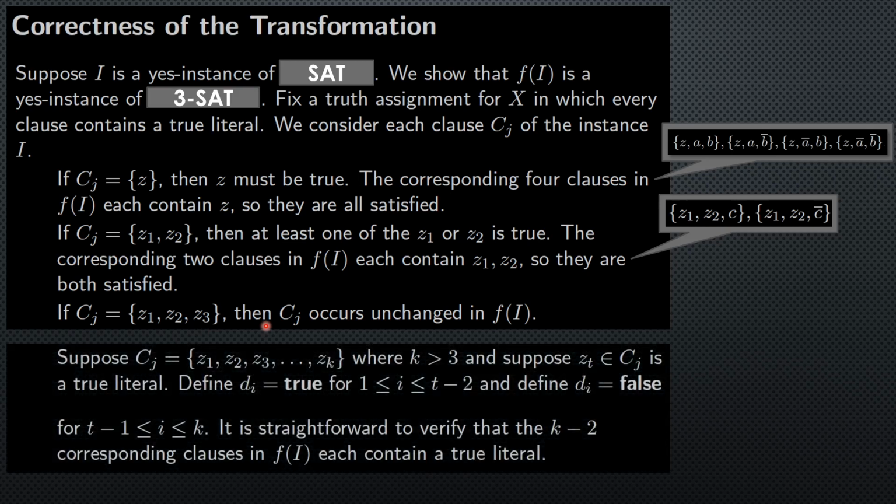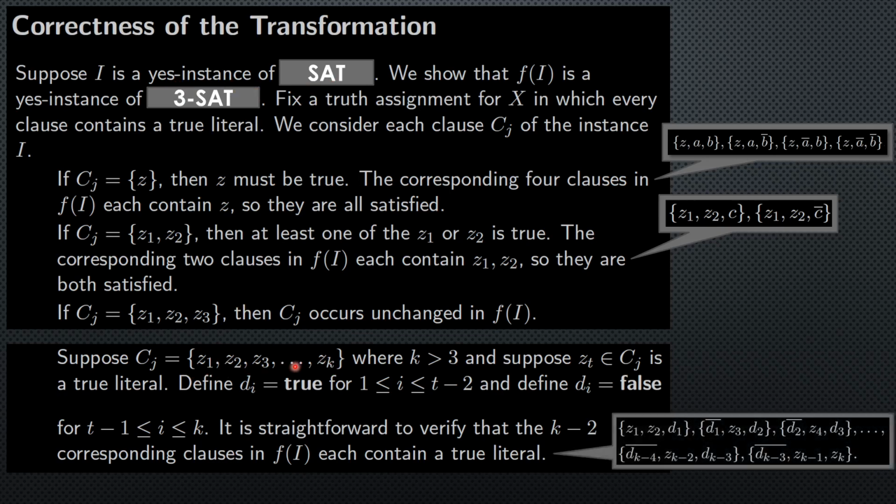That leaves the only tricky case, which is when we have a very large clause with 4 or more literals in the SAT instance. And suppose Zt, one of those, Z1 to Zk, is true. One of those has to be true, right? Because this clause is satisfied by the truth assignment that we know exists, because this is a yes instance of SAT. So if one of these Z has got to be true, let it be Zt.